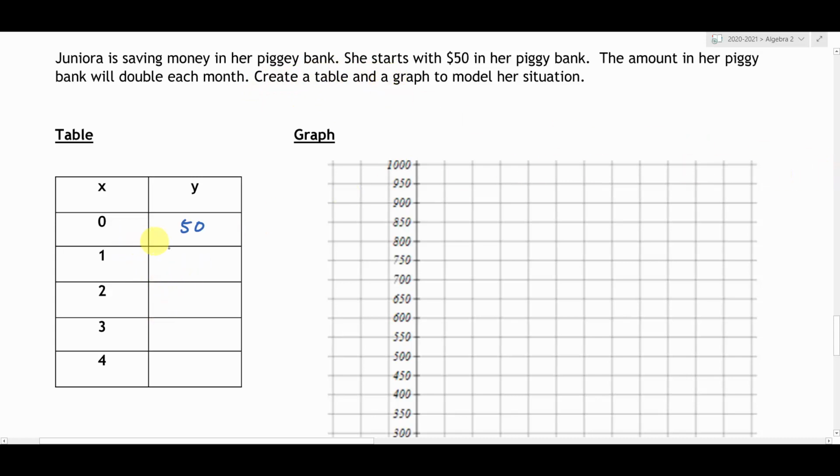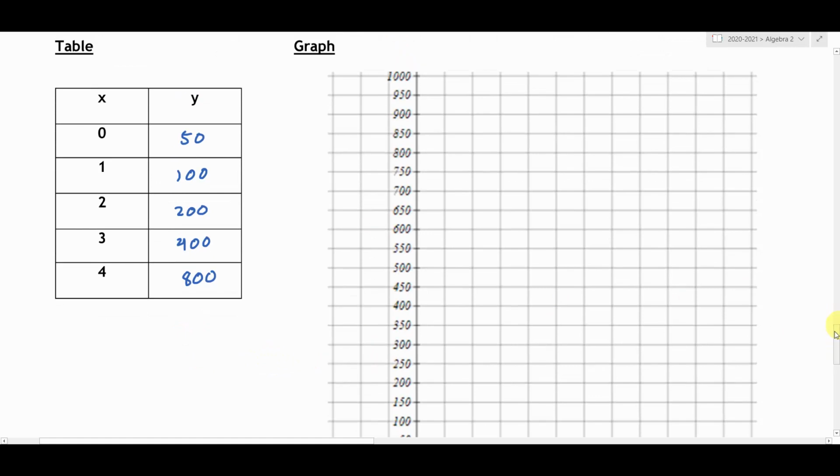So if she doubles the amount of money in her piggy bank each month, right? So 1 month goes by, we double the 50, and now she has $100. Another month goes by, we double the 100, now she's got $200. Okay, we do it again, we double 200, we'll have $400. And then if I double $400, we'll have $800.